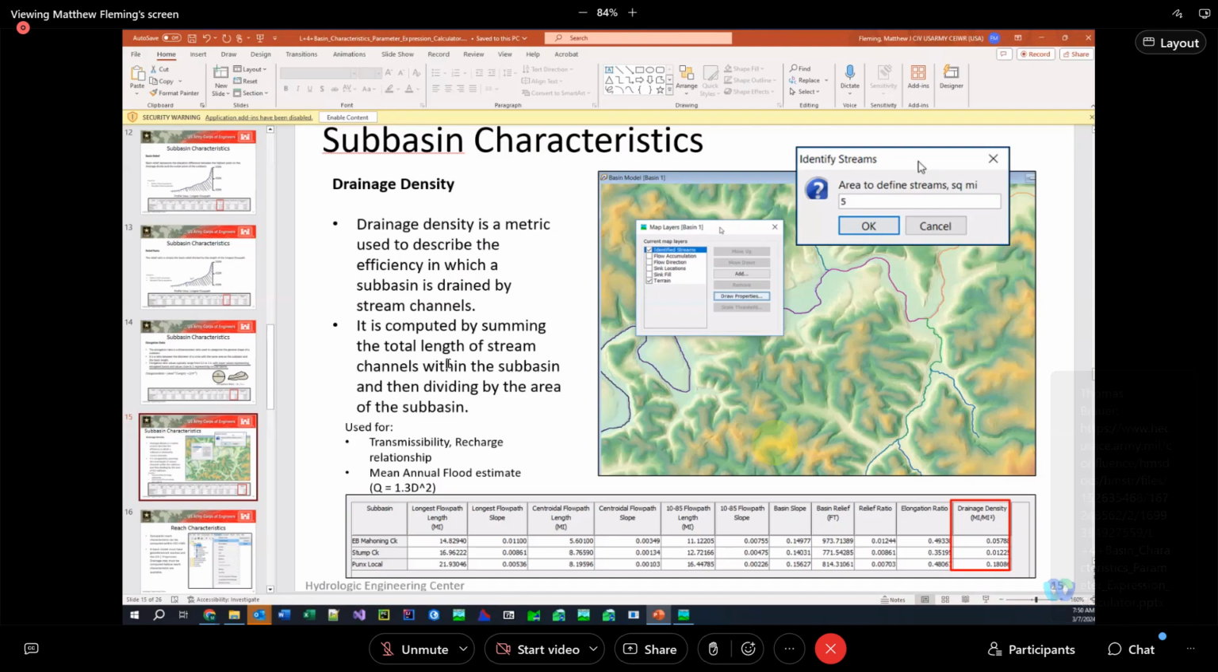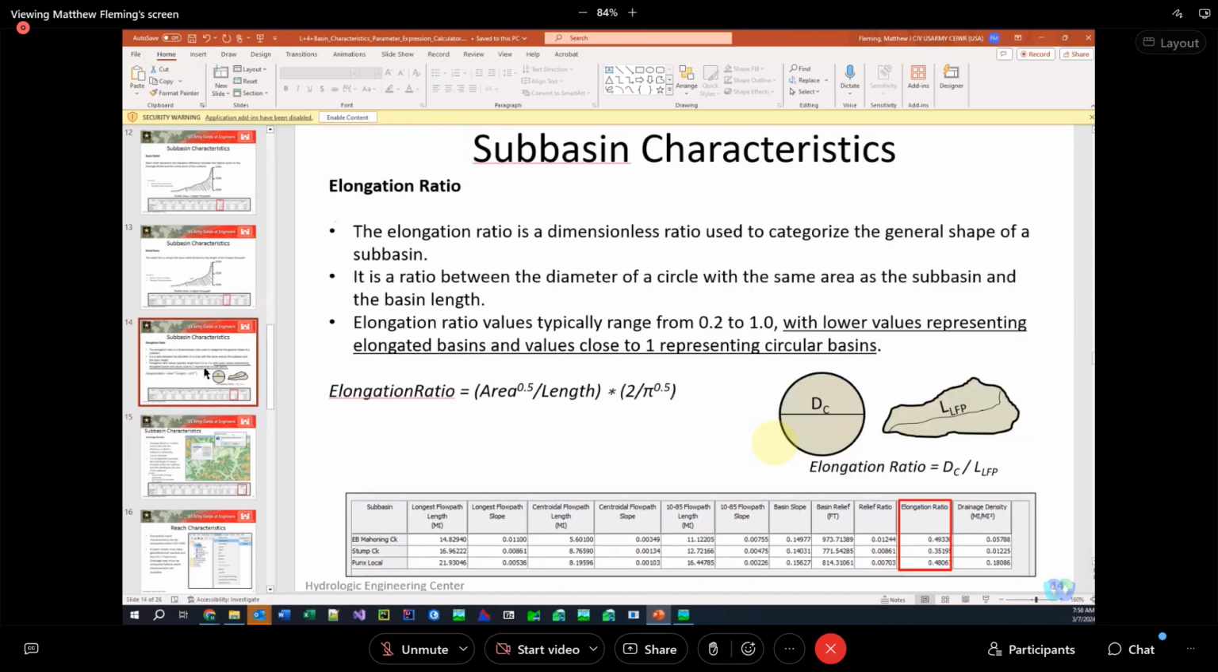Oh, I see the question out there. May the elongation ratio be greater than 1? Let's go back here. So it's the diameter of a circle with the same area as the subbasin divided by the length of the longest flow path. I'm not sure, I'd have to dig into it a little bit more to see if it could be greater than 1. But the take home for today: the larger the elongation ratio, the closer it is to a circle. I'm guessing no, it cannot be greater than 1, because 1 is a perfect circular watershed. Closer to 0 means you have a long, skinny subbasin.